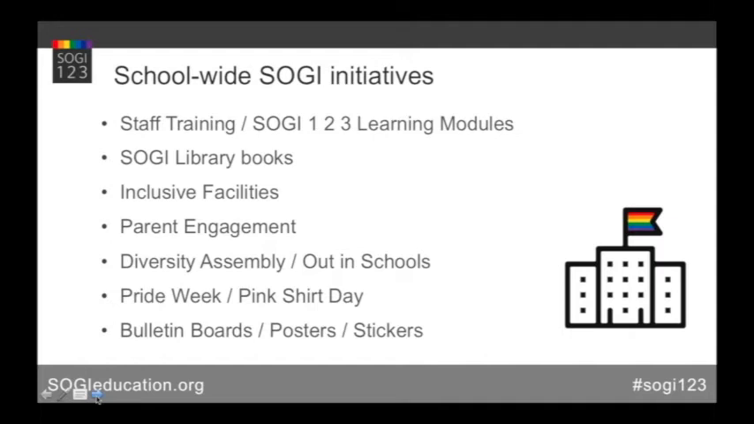So what we did in the libraries is many of them set up displays to introduce the books, and had a diversity display with rainbow flags and so on. At my school, we left that display for a few months and then just put the books into regular circulation. Inclusive facilities, this is an ongoing issue that we're trying to provide some provincial guidance on.